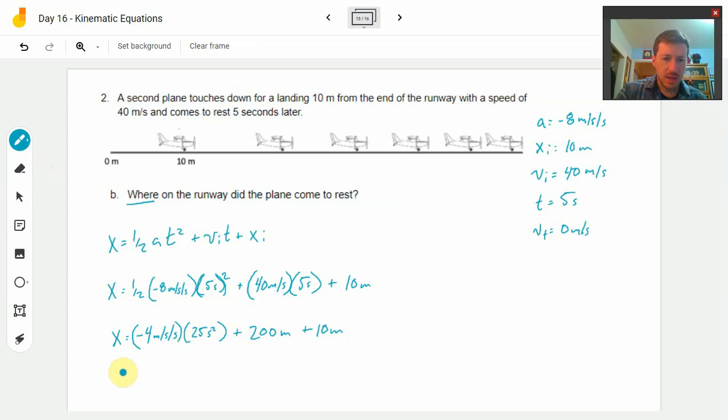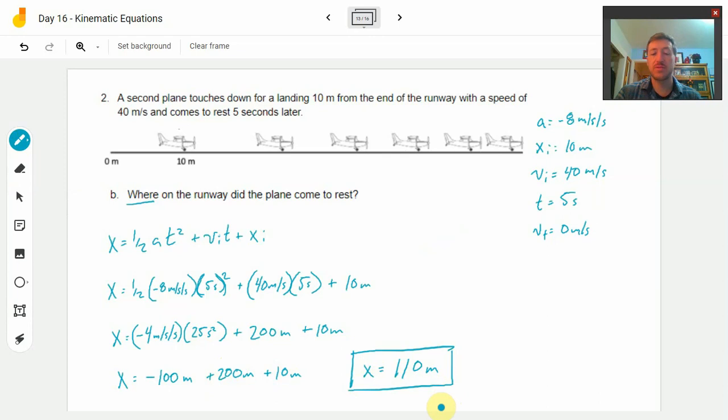So I calculate that. And so here we get negative 4 times 25. That would be negative 100. That is also going to end up being meters, right? Because meters per second squared is another way of writing meters per second, times seconds squared, and those cancel as well. So we're left with just meters once again. So I've got negative 100 meters plus 200 meters plus 10 meters. That means that my final position should be 110 meters down the runway. That's where it finally comes to a stop.